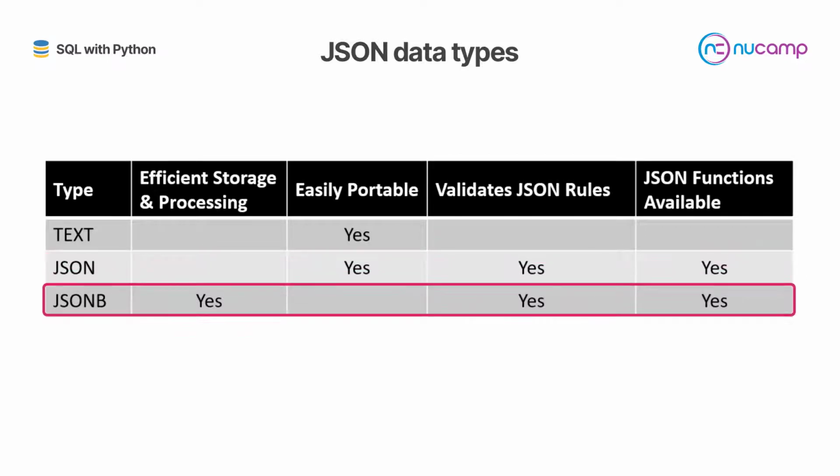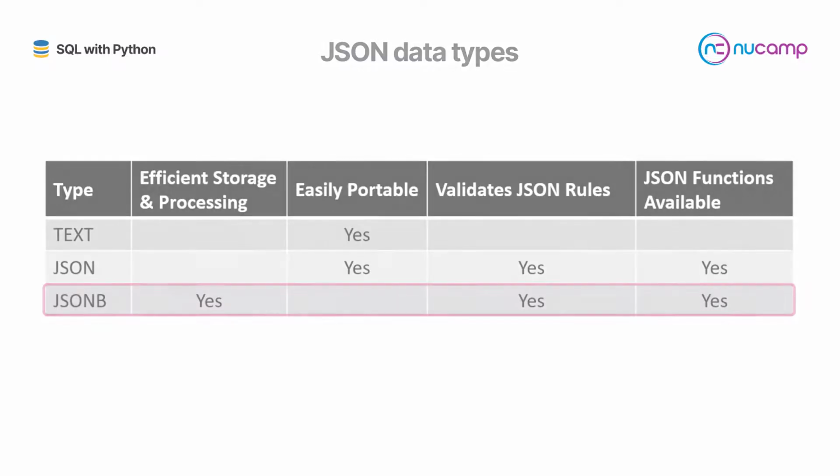The third type is called JSONB. This one is almost identical to the JSON type, but it has an edge when it comes to efficiency, because it reduces the value to a binary format. This is almost always the preferred option.